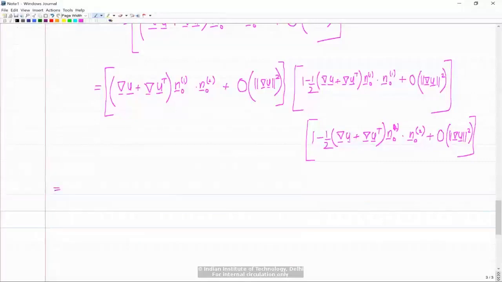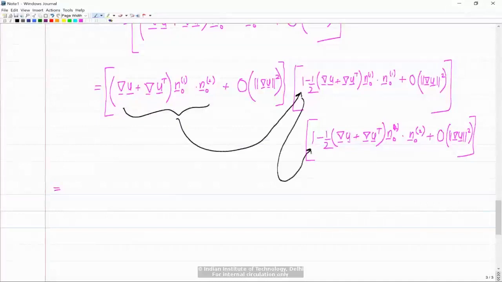So have a look at this. This first term is going to get multiplied with 1 here and further with 1 here, right? And that's going to give you grad u plus grad u transpose times n naught 1 dot with n naught 2, isn't it?